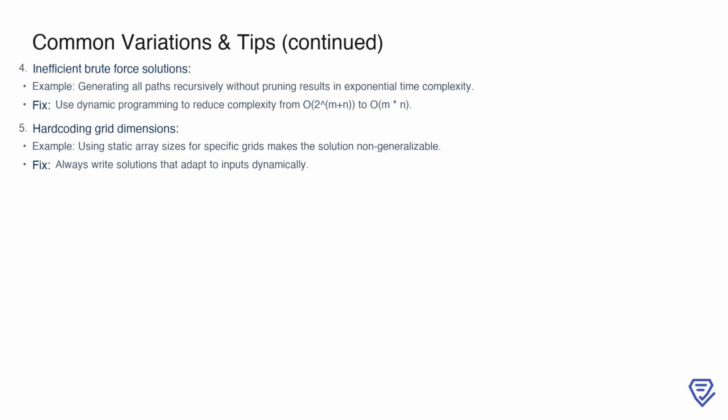Hard-coding grid dimensions is another issue to avoid. If you use static array sizes or write code for specific grid dimensions, your solution won't adapt to different inputs. Instead, always ensure your solution dynamically handles any grid size by deriving dimensions directly from the input.